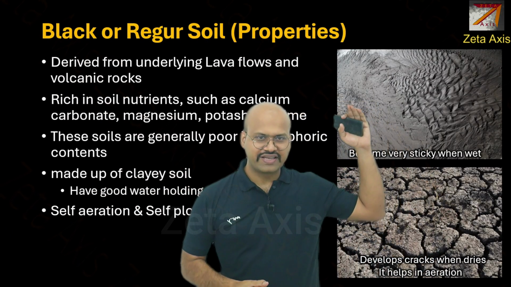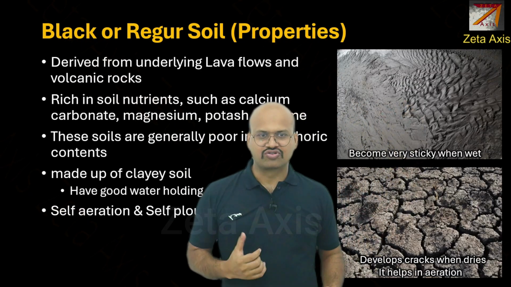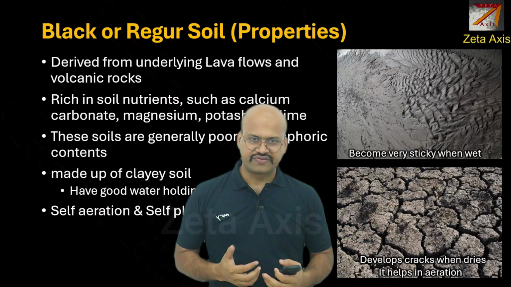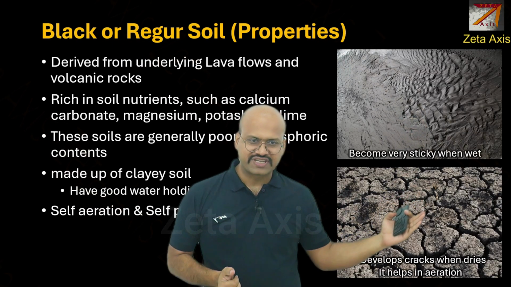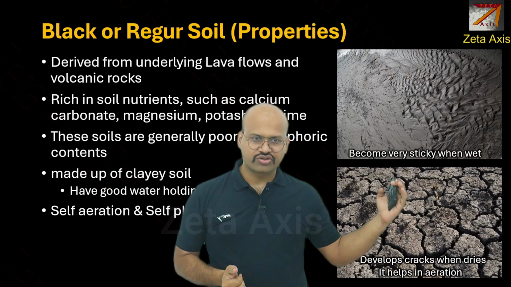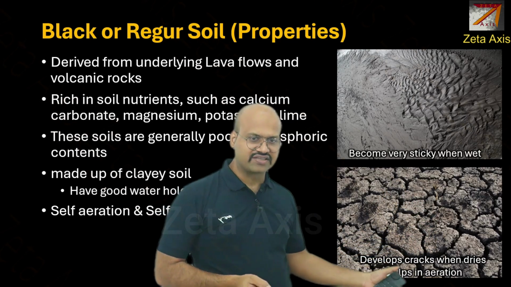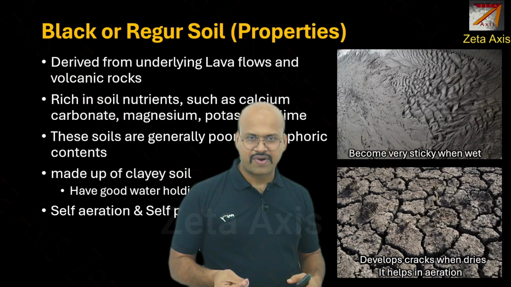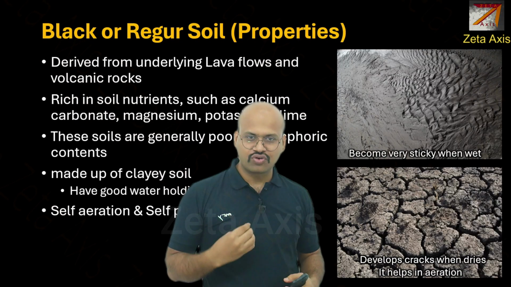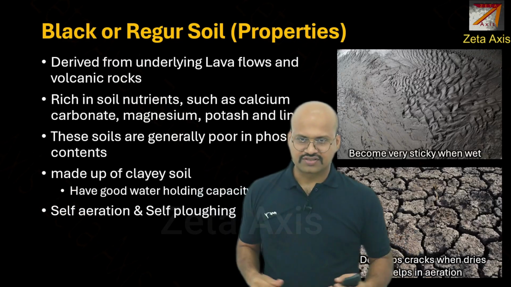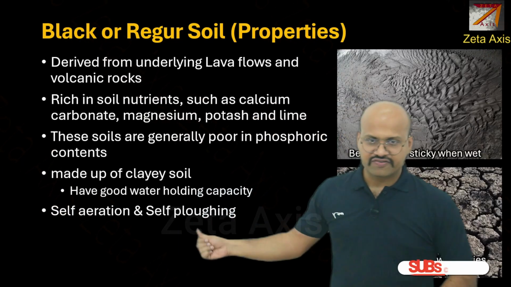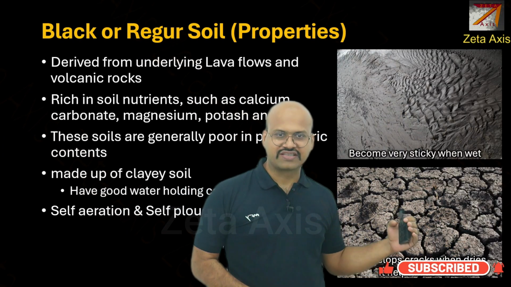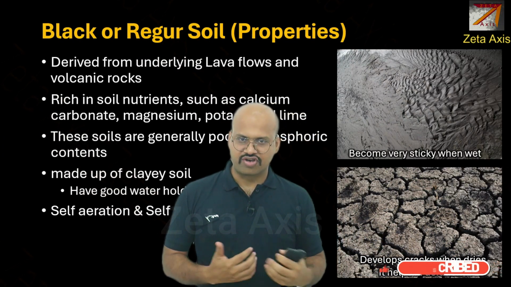So see, when there is water available in the black soil, it becomes very sticky like this. But when there is a dry atmosphere and water is not there, then it forms cracks like this. Because of these cracks, there is aeration, that is, air can go inside the soil. So the airflow is increased, which is very good for the crops. So this process is called self-aeration. This whole plowing which it does by itself because of cracking is called self-plowing.